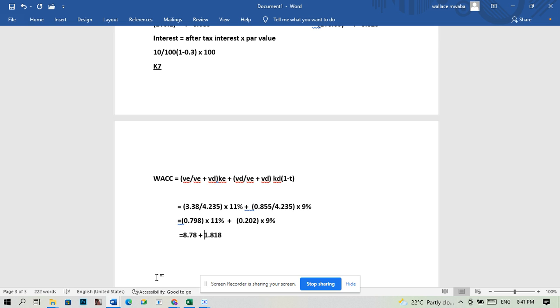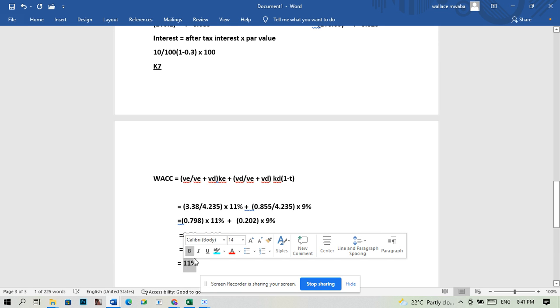So the total is 10.5, round it off to 11%. All right, so we have found our weighted average cost of capital.